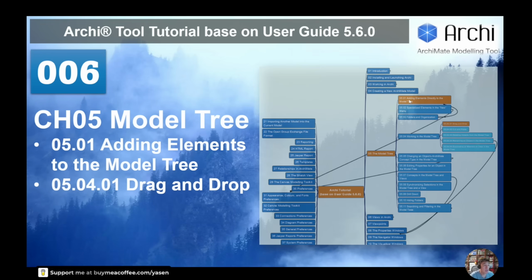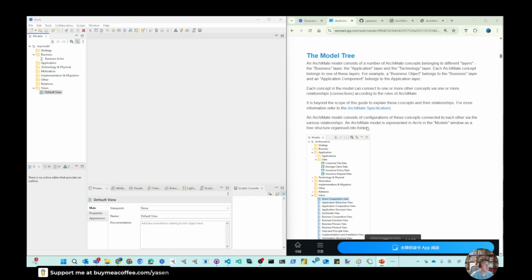Let's discuss adding elements directly to the model tree, section 5.0.1, and I will also touch on 5.4, the first part being drag and drop. These are just different ways of creating elements, so I mention these two together. Adding elements is also linked to chapter 3.0 about preferences. So let's look at the content.